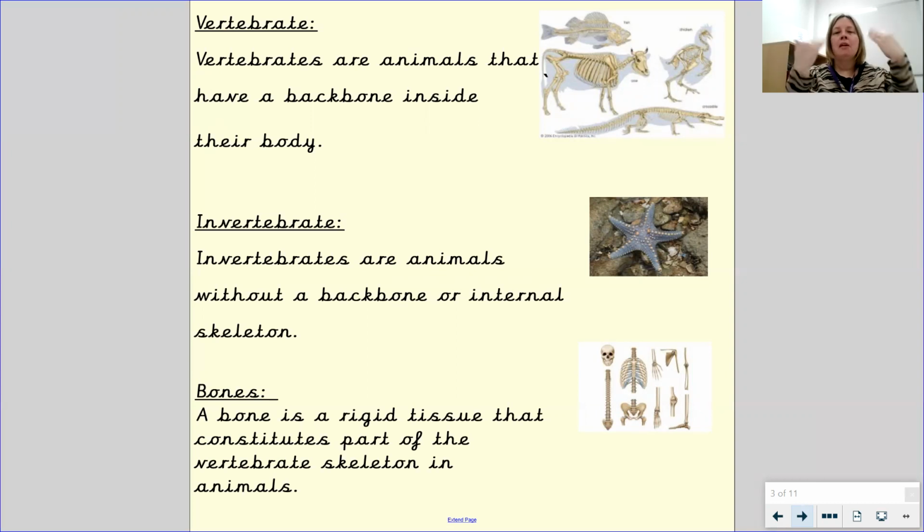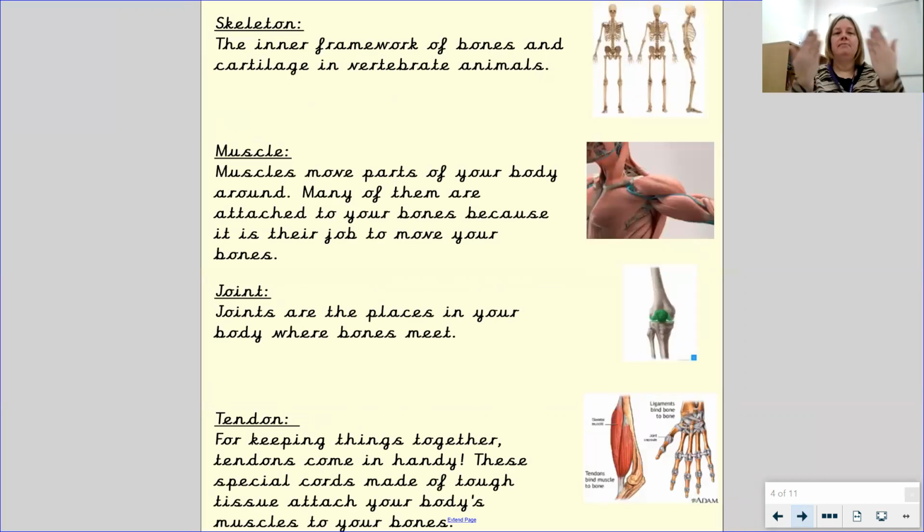Bones. A bone is a rigid tissue that constitutes part of the vertebrate skeleton in animals. Skeleton. The inner framework of bones and cartilage in vertebrate animals.